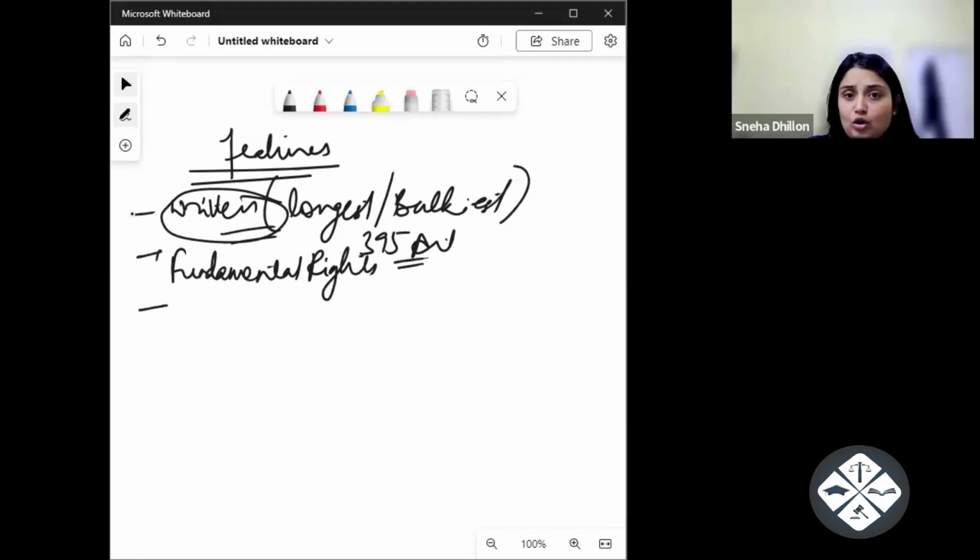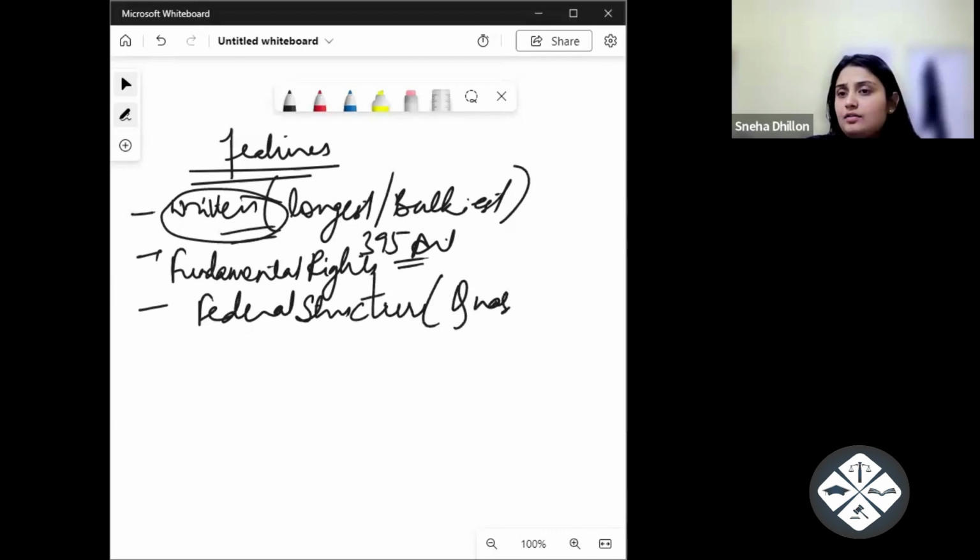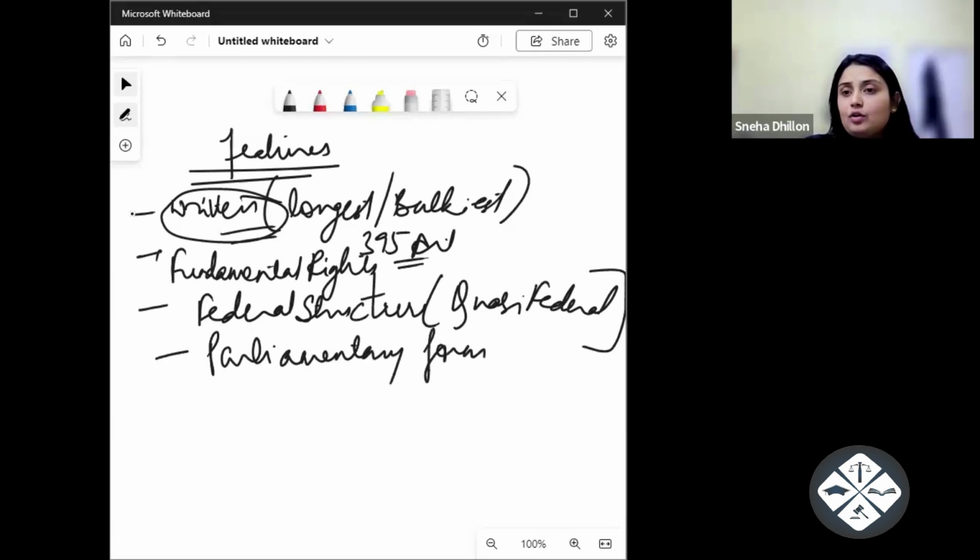Then it speaks of the federal structure. We will be doing all these features one by one in detail today. We have a quasi-federal structure, which is key. The center is strong with the units around. So a quasi-federal structure with a strong center. Then we have the parliamentary form of government.